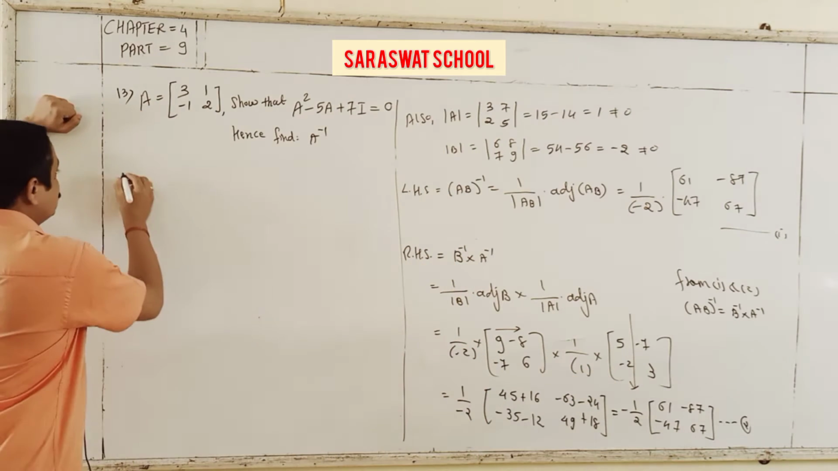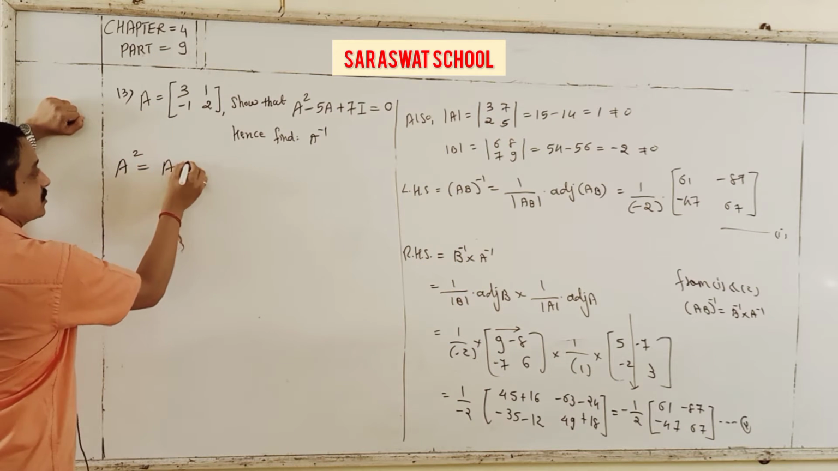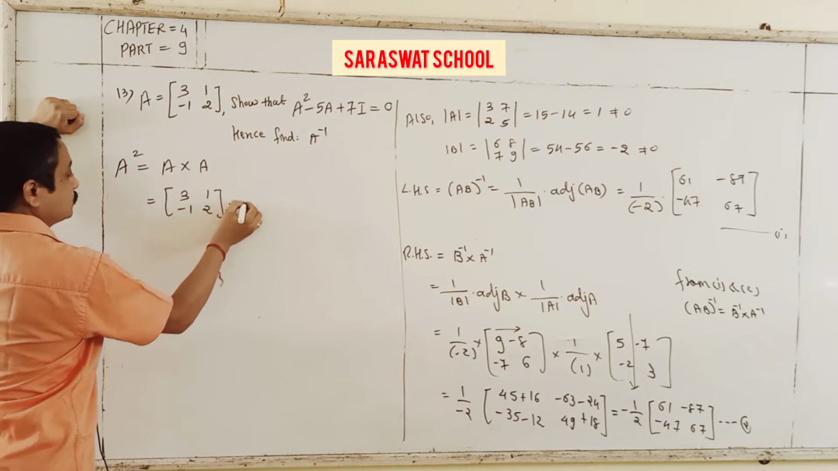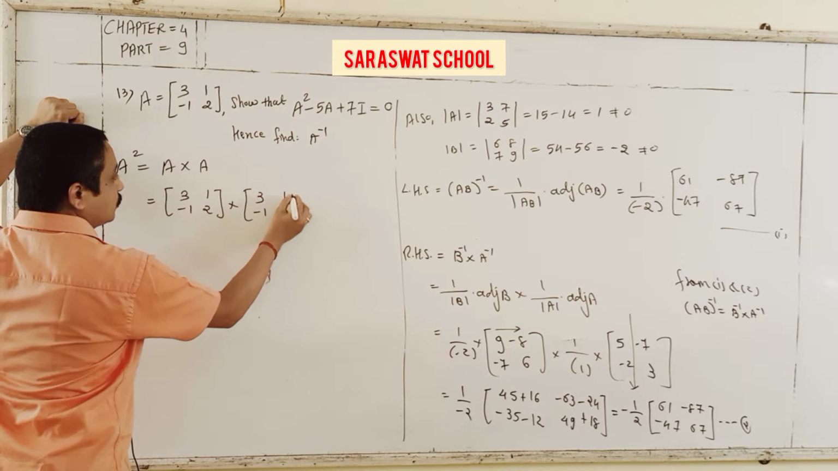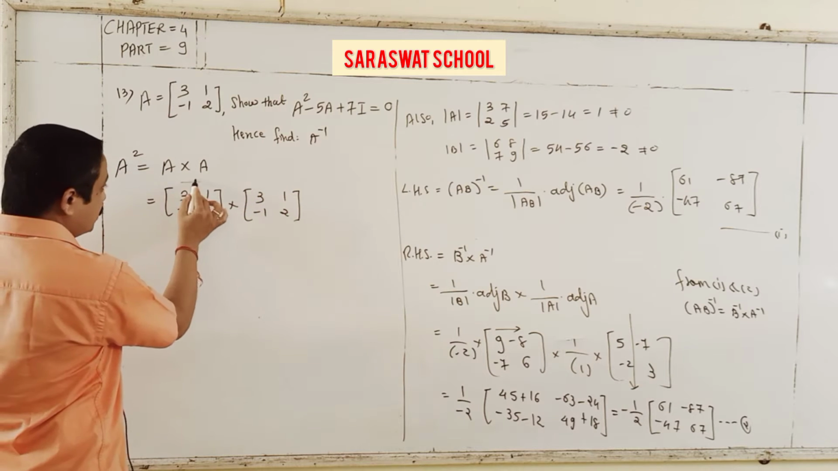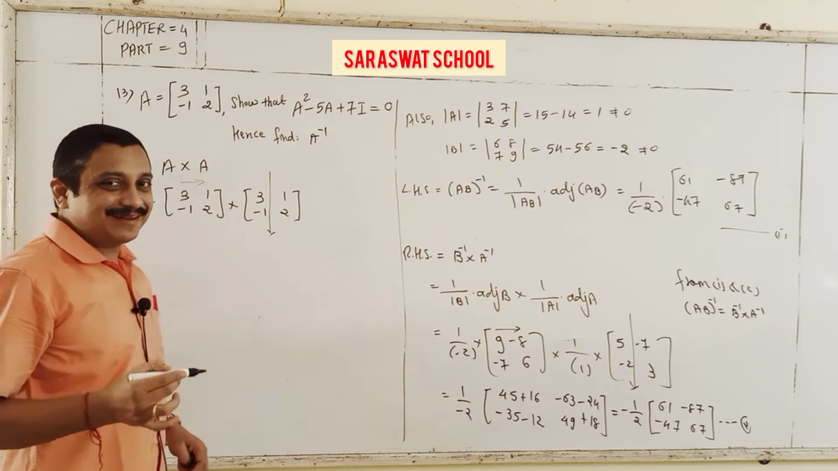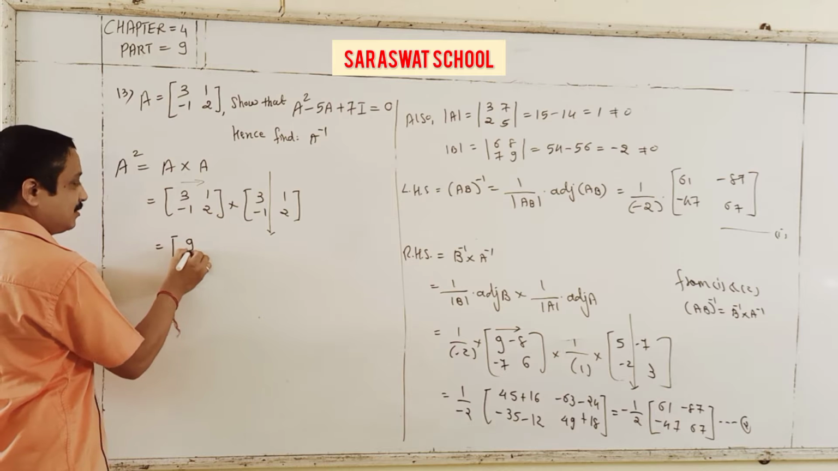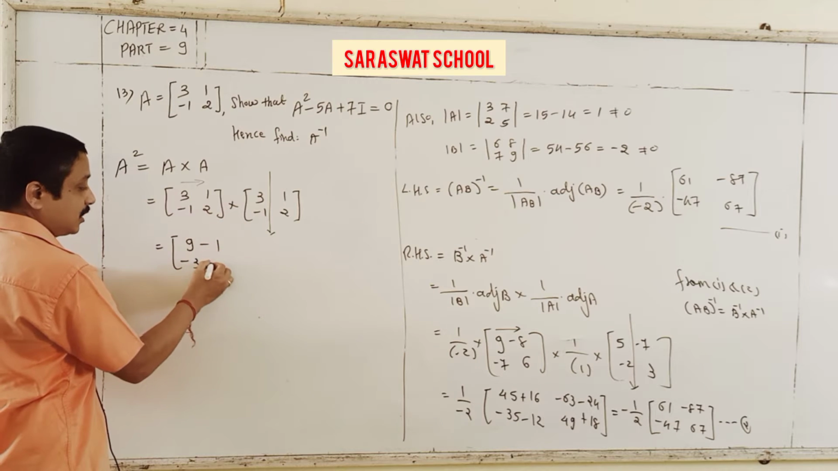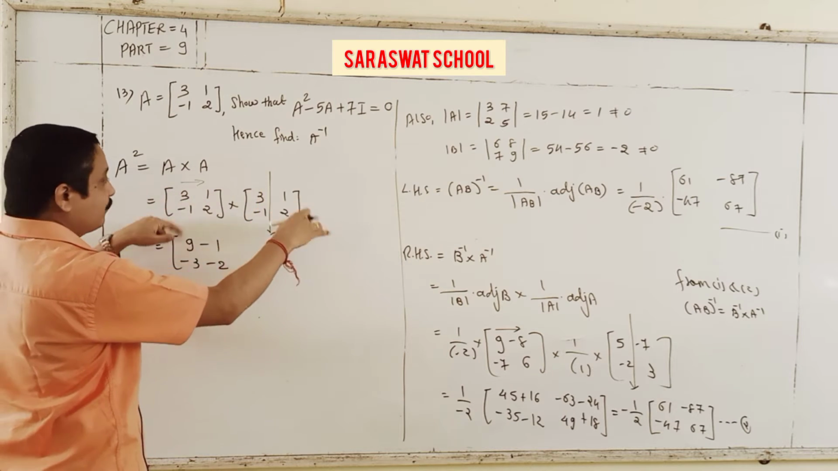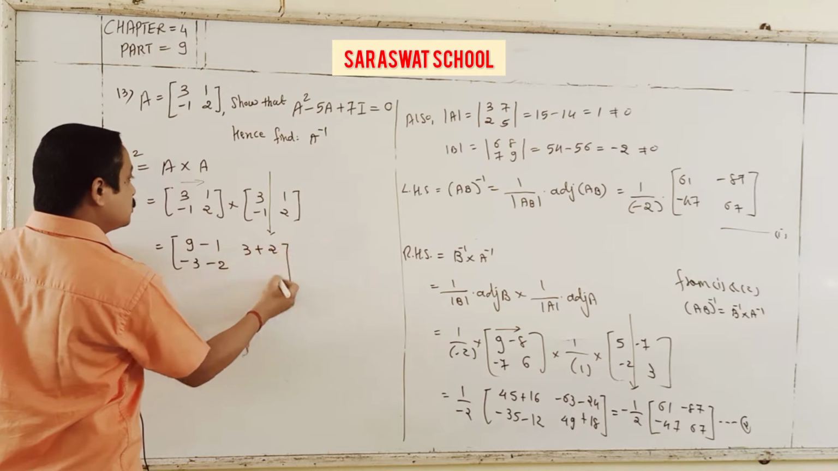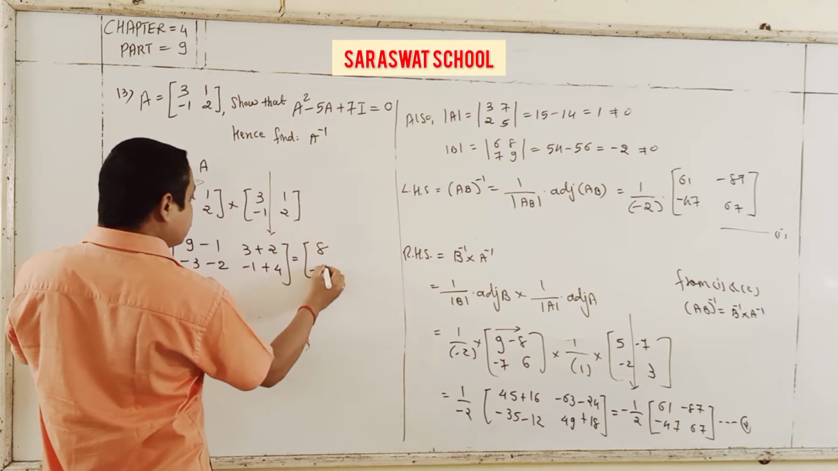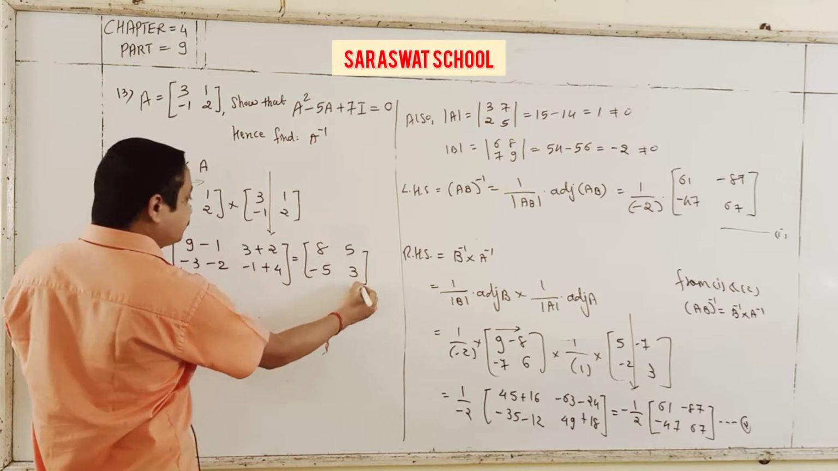First of all, I go to the A square calculation. A into A, 3 minus 1 1 2 into 3 minus 1 1 2, and going to simple matrix multiplications. So students, it goes to 3 3 is 9 minus 1, minus 3 minus 2. Same row to column. So 3 plus 2 and minus 1 plus 4. So 8 minus 5, 5 and 3.